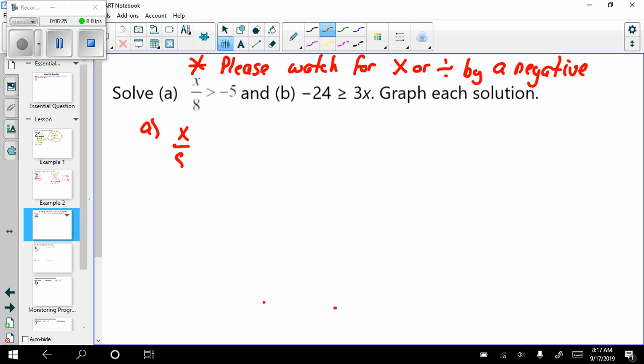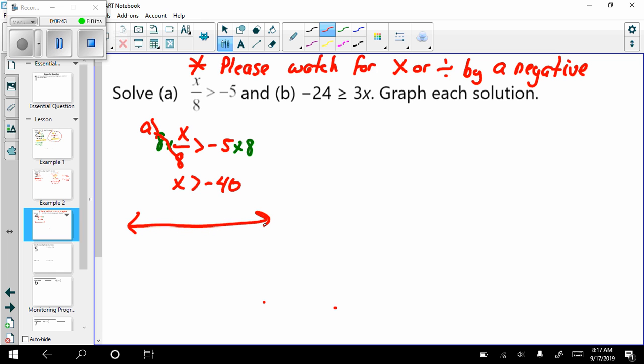This is x over 8 is greater than negative 5. We are going to use inverse operations. We're going to multiply times 8 on both sides, just like we would if this were an equation. These cancel out here, and we have x is greater than negative 40.